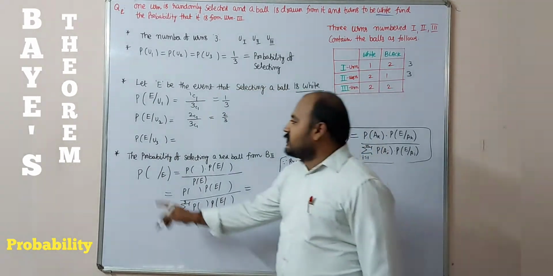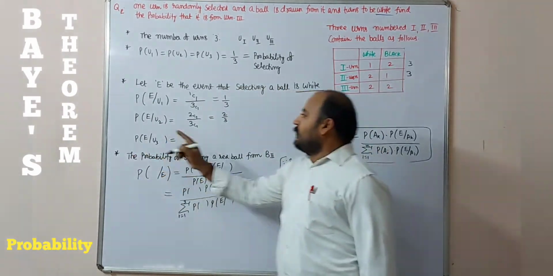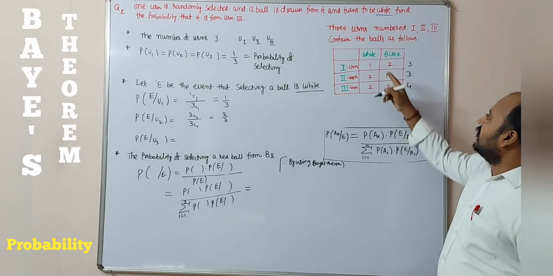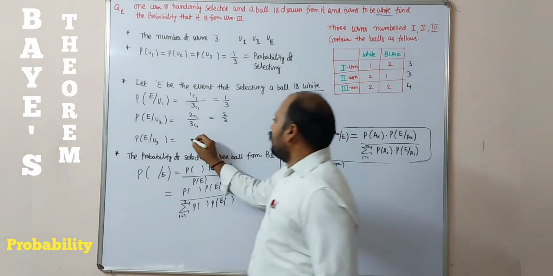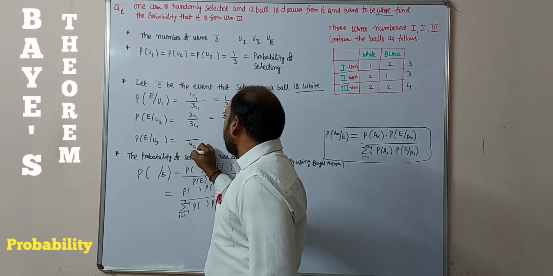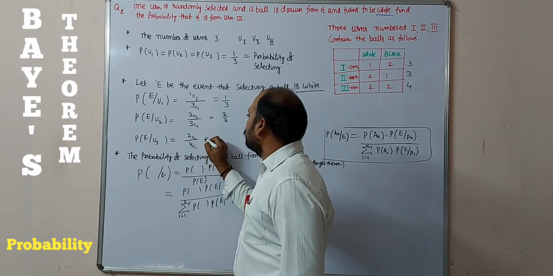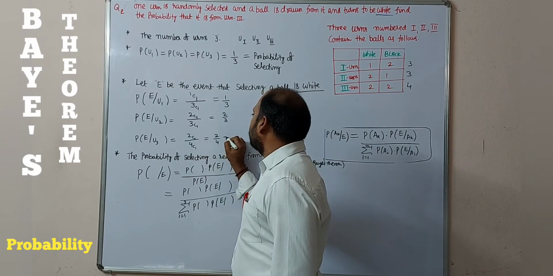Come to the third one, P of E given U3. The probability of selecting a ball is white from the urn 3. So total here 4 balls are available. In that 2 white balls are there. So from total 4 balls we can select 1 in 4C1 ways, and 2 white balls are there, we can select 1 in 2C1 ways. So 2 by 4, which is equal to 1 by 2.